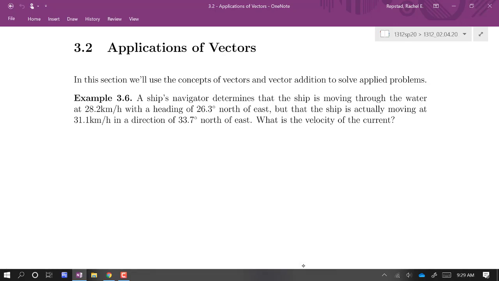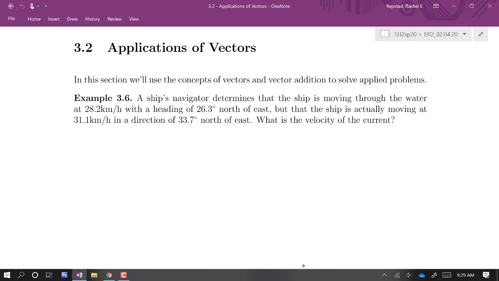So let's dive in. A ship's navigator determines that the ship is moving through the water at 28.2 kilometers per hour. I guess that means if the water were still, that's how fast the ship would be moving, with a heading of 26.3 degrees north of east. But the ship is actually moving at 31.1 kilometers per hour in the direction of 33.7 degrees north of east. And then we want to find the velocity of the current.